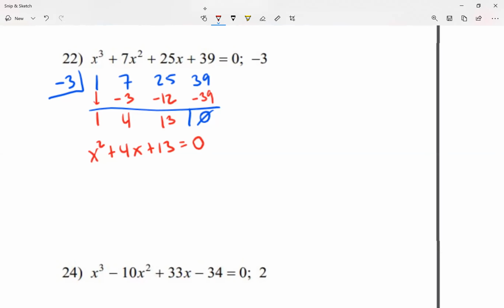Now, factoring, you can always try factoring if you wish. Now, I'm going to say factoring doesn't always work, all right? Think of two numbers that when you multiply them equal 13, but when you add them equal 4. In this case, we cannot think of such numbers. So factoring doesn't always work. It works a lot, but not always. So in this case, let me use the quadratic formula.